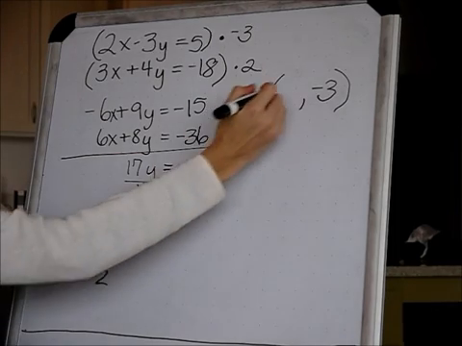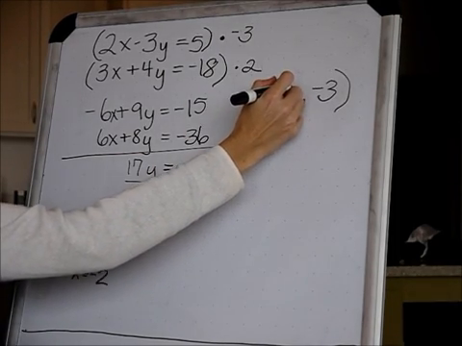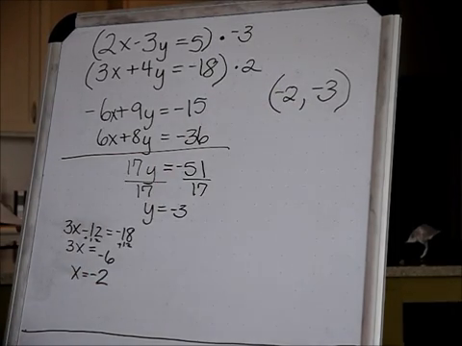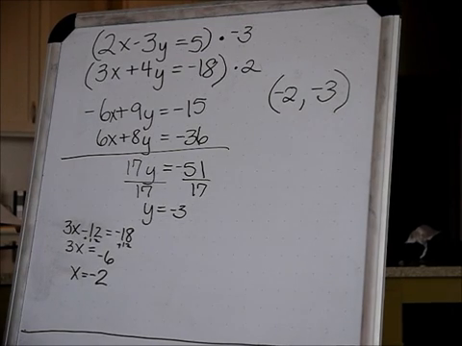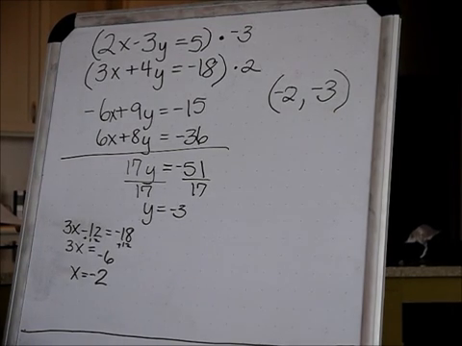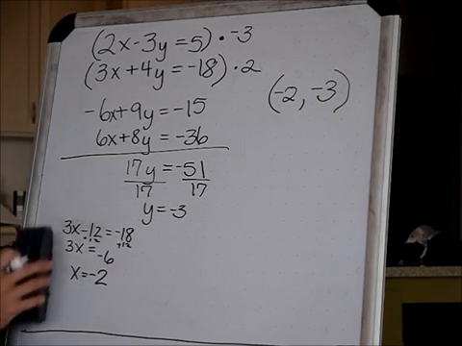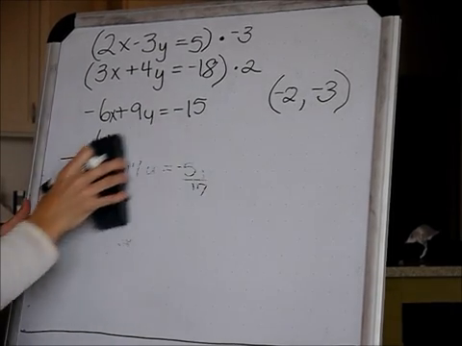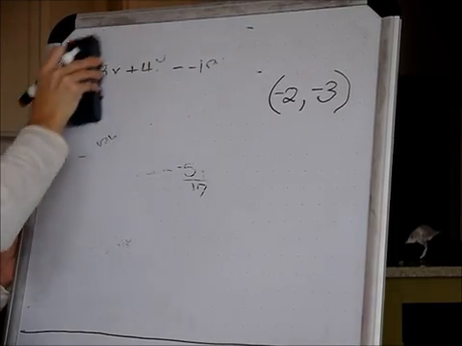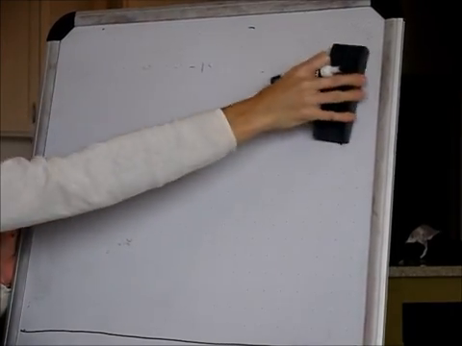X equals -2. Alright, there is one more to try. Can you withhold the pretzels for just a little bit longer? And then we got it.